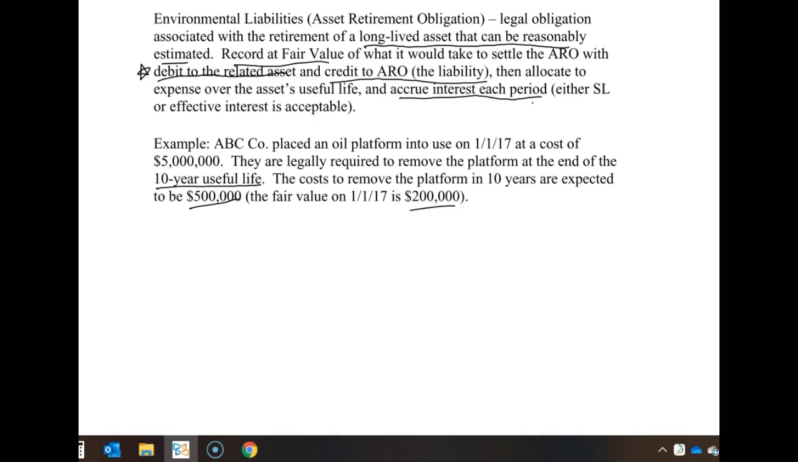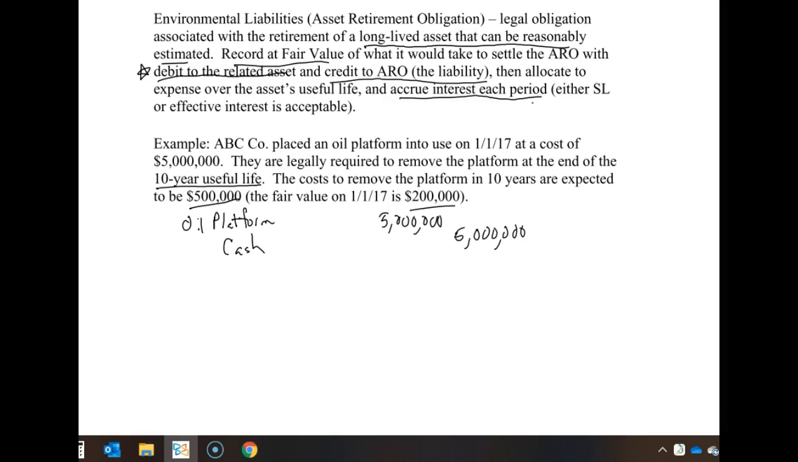So let's do the journal entries. First things first, we have to record the asset. This is the asset by itself, not the obligation. Let's just assume we paid cash for that. So that gets our asset into use.